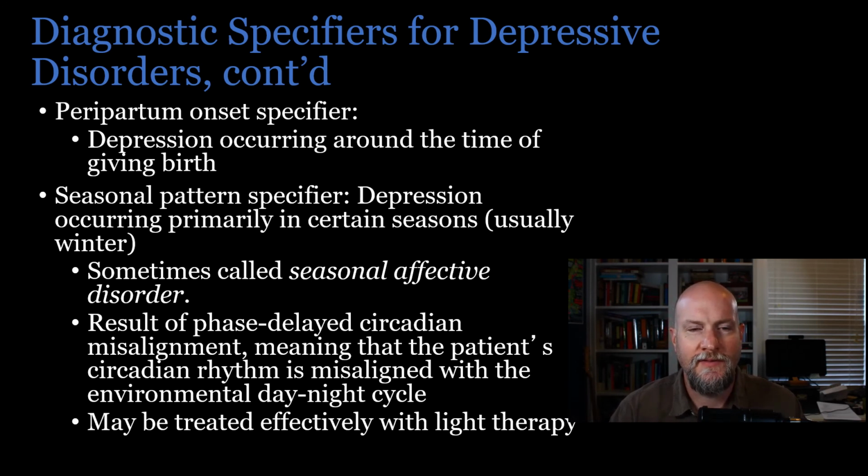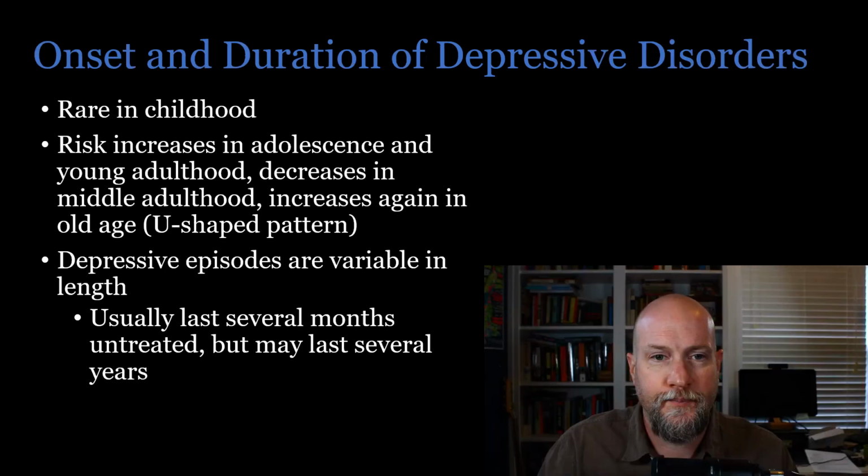The term for this, as I mentioned, is seasonal affective disorder. What I love about that is the acronym is SAD. It's just a little too perfect. We think it's a result of this phase-delayed circadian misalignment. So the person's circadian rhythms are misaligned with the environmental day and night cycle, and can be treated pretty effectively with UV light therapy. So it's pretty cool. There are certain things that can be cured, simply by mimicking the effects of sunlight.